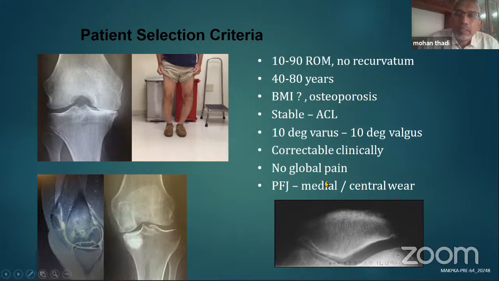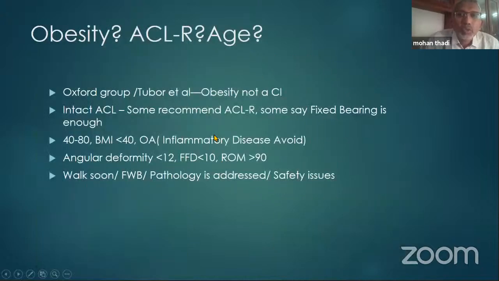The angular deformity that I accept, they say 10 degrees varus and 10 degrees valgus, but you can push it to maybe 12. Beyond 15, I think it's a bad idea. All the time, you should make sure that the deformity is correctable clinically. There should not be a global pain. It should be fairly well localized. And you can accept a certain degree of patellofemoral joint involvement also. So this is something which we already discussed, that obesity is not a contraindication.